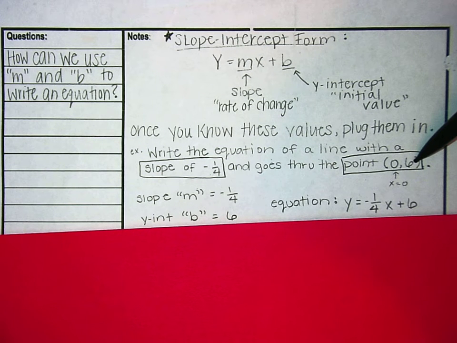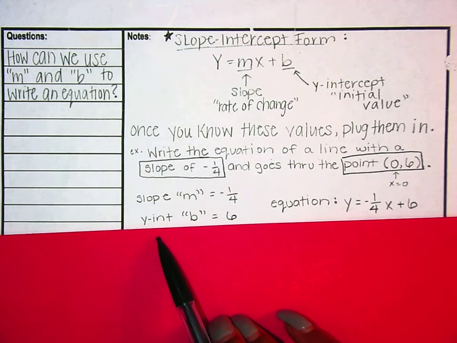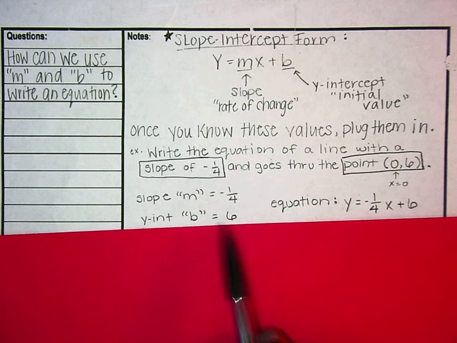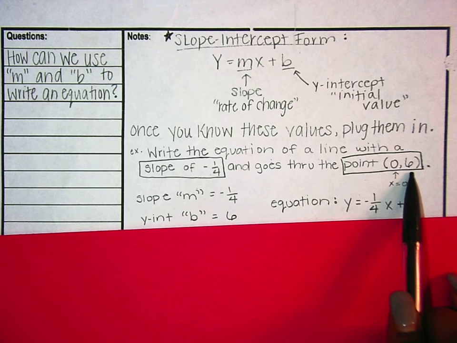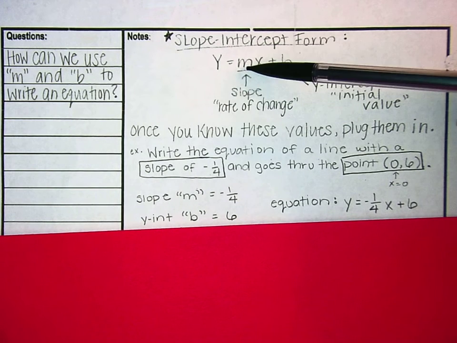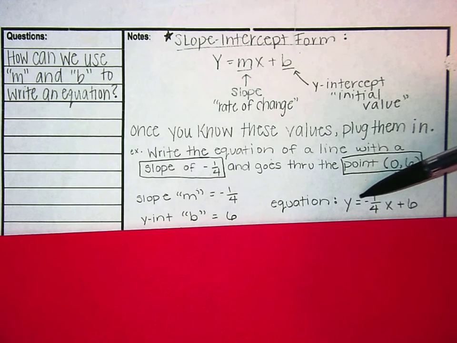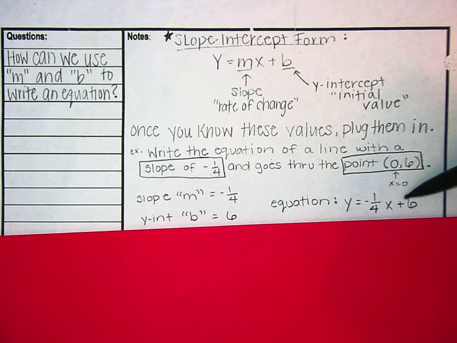The first thing I notice about this point is that x is equal to 0. I know that my y-intercept happens when x is equal to 0. That's what we learned in our previous notes. So I'm just going to label my y-intercept, which is b, as 6. Because when x is 0, what do I get out? 6. Input, output. So, to write my equation in slope-intercept form, all I'm going to do is plug in the values for m and b. So y equals m is -1/4, x plus b is 6. This is how I write my final equation.